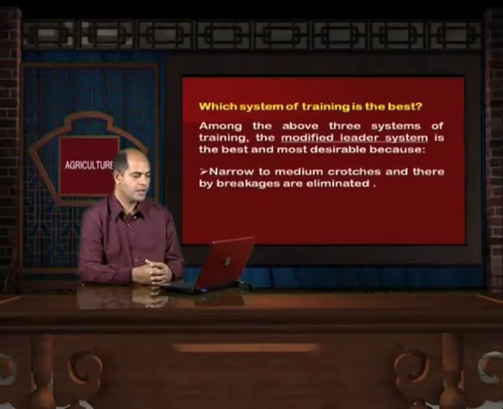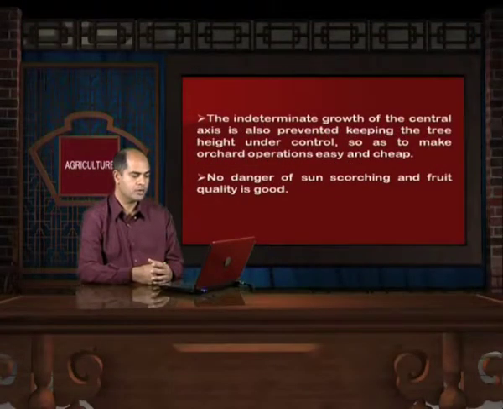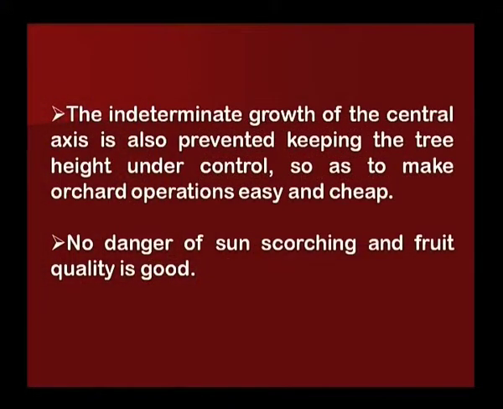Now, a question arises: which system of training is the best? Among the above three systems of training, the modified leader system is the best and most desirable because narrow to medium crotches and thereby breakages are eliminated. The indeterminate growth of the central axis is also prevented, keeping the tree height under control so as to make orchard operations easy and cheap. No danger of sun scorching and fruit quality is good.